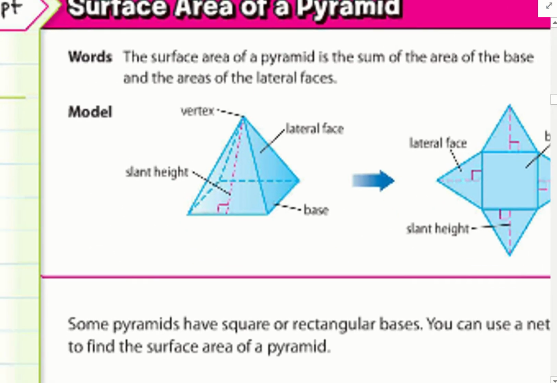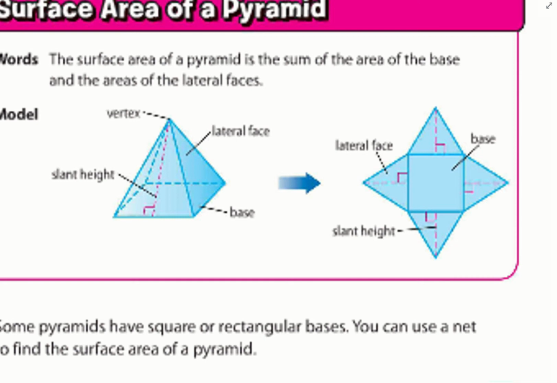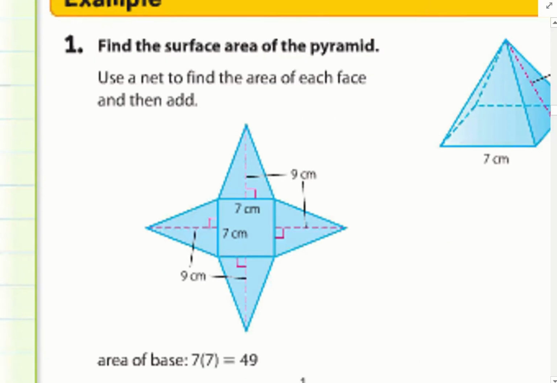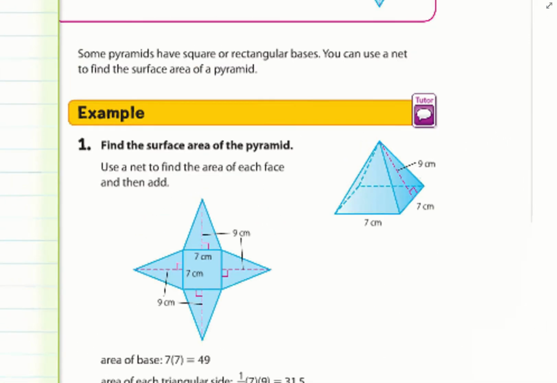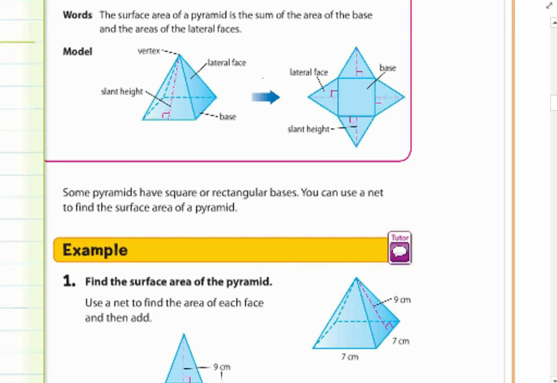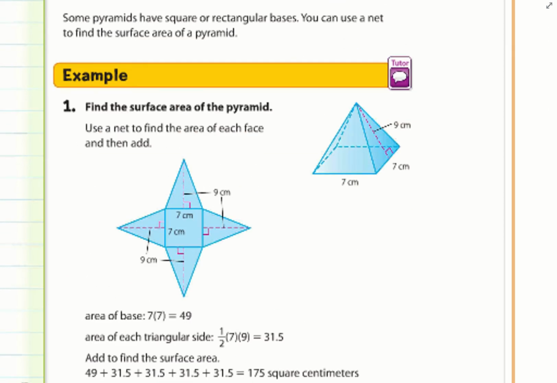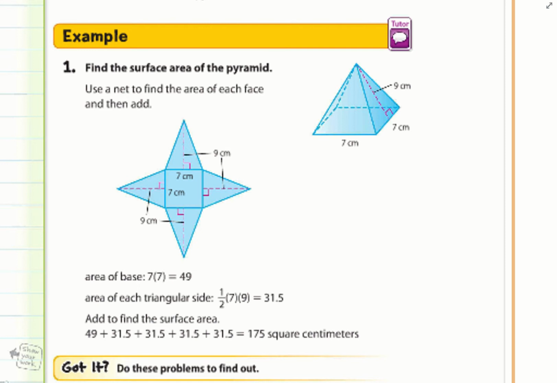So, surface area of a pyramid. We have the vertex at the top, the lateral faces are my triangles, my base is my bottom, and my slant height is the height of my triangles. This is a net, so this is my pyramid broken out into pieces. It says use a net to find the area of each face and then add.